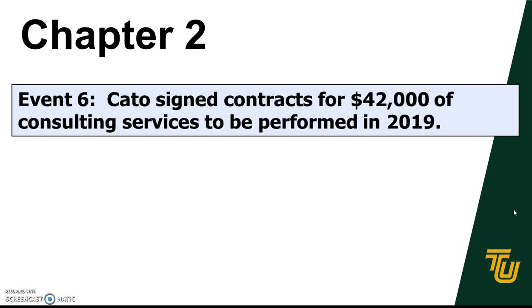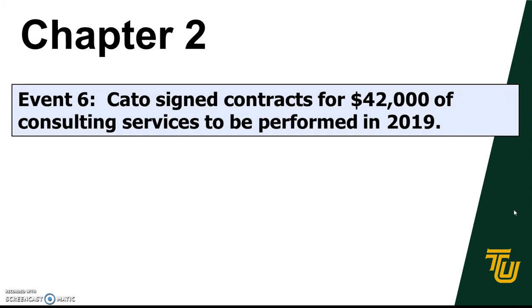Let's take a look at another, event number 6. Cato signed contracts for $42,000 of consulting services to be performed in 2019. Do we have anything to record? Was cash impacted? No, it doesn't tell us that we collected cash. It just says that we signed contracts. Have we done the work? Have we performed the consulting services? Have we earned the money related to those contracts?